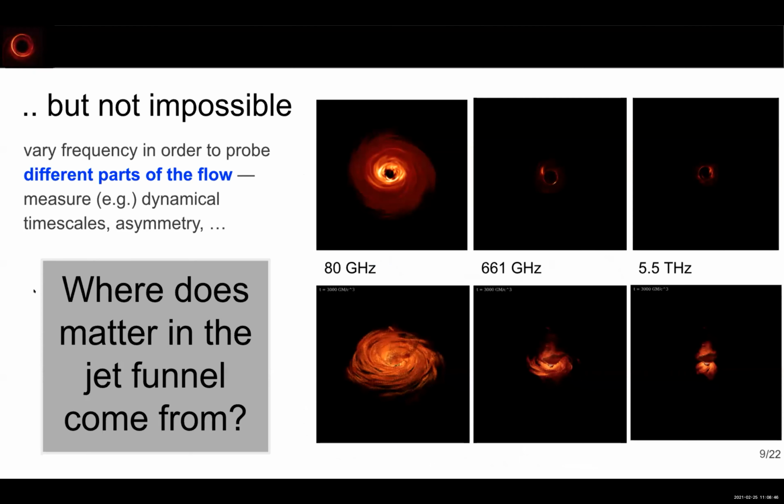perhaps one of the most important questions to answer, and something that Sasha talked a lot about, which is, where does the matter in the jet come from? So evidently, in a lot of different maps, in a lot of different images, the emission that is producing a lot of the features in the image comes from this jet funnel region. And so where does it come from?